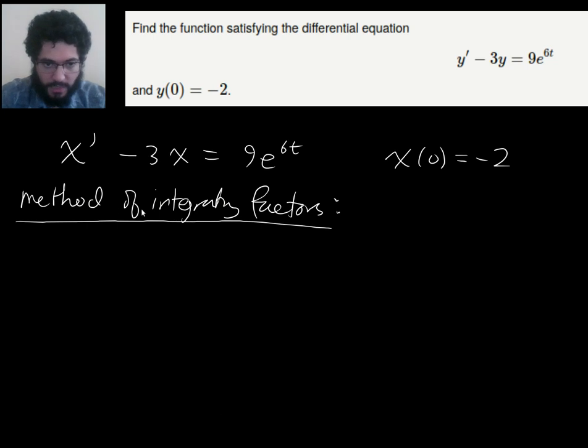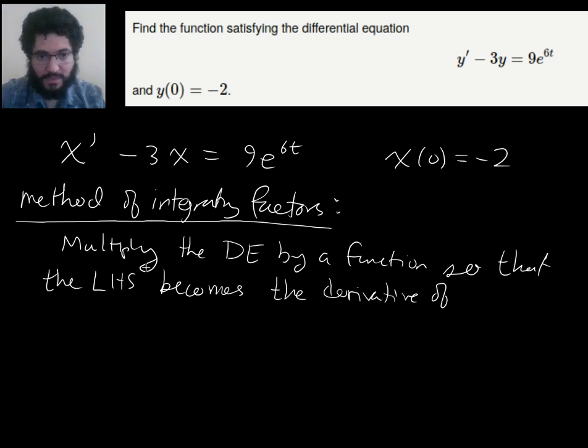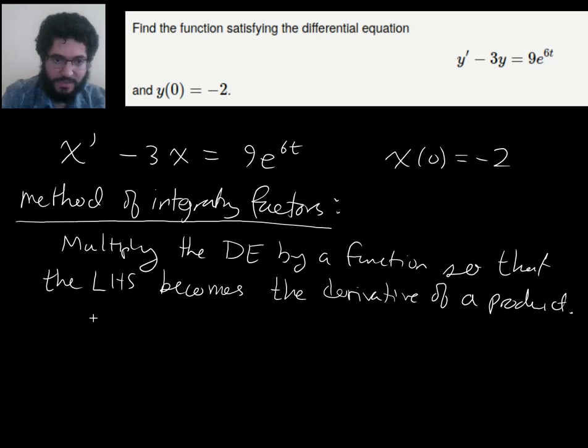Now, the key for this method is to multiply by a function so that the left-hand side becomes the derivative of something. Specifically, multiply the differential equation by a function so that the left-hand side becomes the derivative of a product, in the sense of the product rule for derivatives. So at first you don't know what function would achieve this, so you multiply by an unknown function.